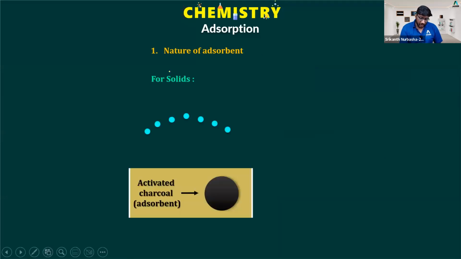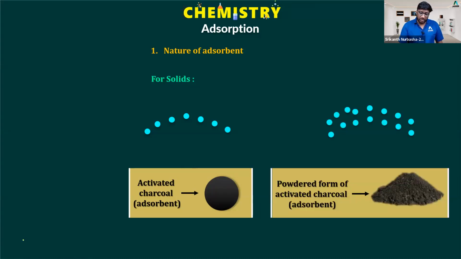Nature of adsorbents for solids, we have taken activated charcoal, as I have told you in the previous class also, in chemical kinetics, the previous chapter. More is the surface area, more will be the rate of reaction. Same thing here, more is the surface area, more will be the number of unbalanced forces, thereby more will be the adsorption. If you consider a particular solid in the crystalline or chunk form and the same solid in the powdered form, the powdered form will have more surface area, thereby more adsorption happening.